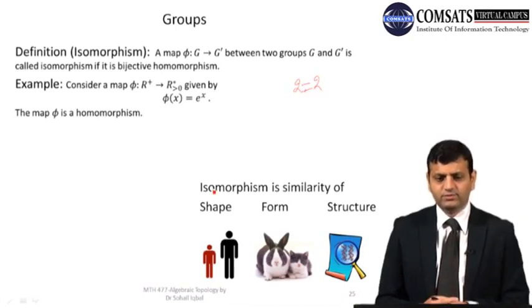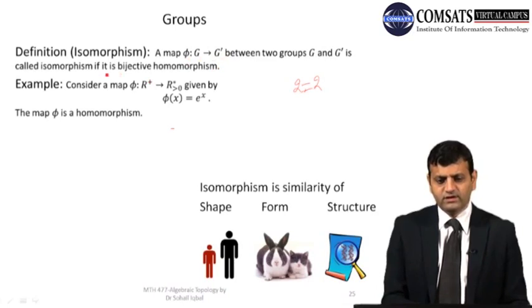Now when we are discussing groups, the group is not just a set, it is basically a set with some special structure on it. So when we talk about equality of groups, their structure must be the same with respect to the group structure. In other words, whenever we talk about the equality of groups, we use the term isomorphism. So isomorphism is the equality of the groups. A map phi from G to G prime between the two groups G and G prime is an isomorphism if it is bijective and if it is a homomorphism.